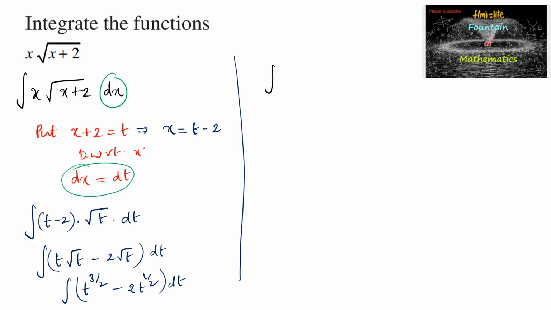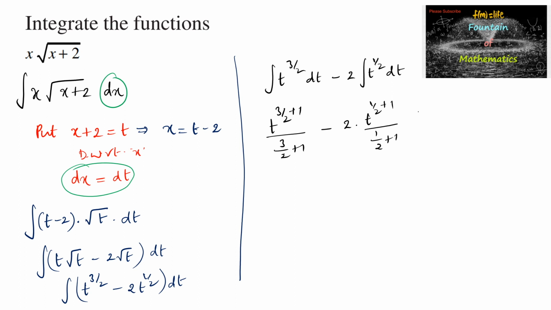Integrating, we get integral t to the power of 3 by 2 dt minus 2 times integral t to the power of 1 by 2 dt, by using the formula integral of x power n. So we'll get t to the power of 3 by 2 plus 1 upon 3 by 2 plus 1 minus 2 times t to the power of 1 by 2 plus 1 upon 1 by 2 plus 1 plus integral constant c. So here we get 2 upon 5 t to the power of 5 by 2 minus 2 into 2 upon 3 t to the power of 3 by 2 plus c.